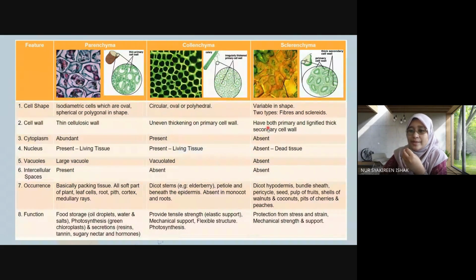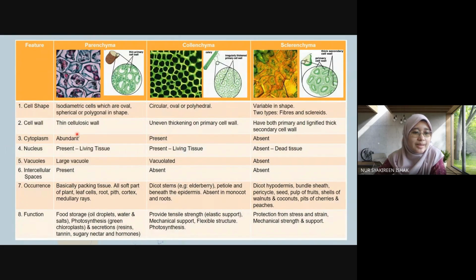The sclerenchyma has both a primary and a lignified thick secondary cell wall. As you can see, the secondary cell wall of the sclerenchyma is quite thick and lignified, and the outermost layer of the cell wall is the primary cell wall.